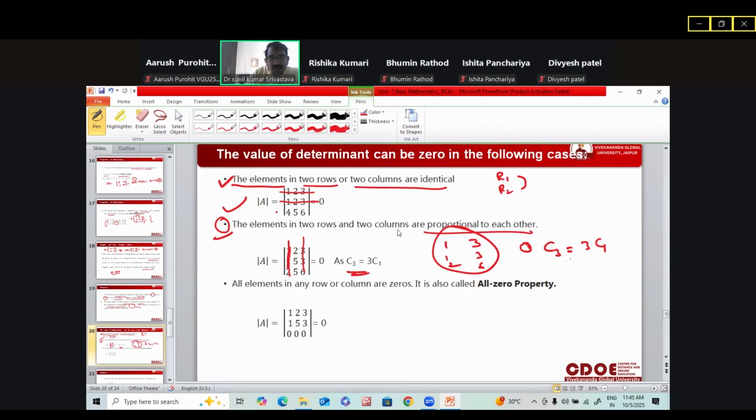Okay. If all the elements in any row or column are equal to 0, the value of the determinant is also equal to 0. Suppose we have a determinant here whose third row is all 0. So its value is going to be 0. So for any row or any column where all the elements are 0, the value of that determinant is equal to 0.